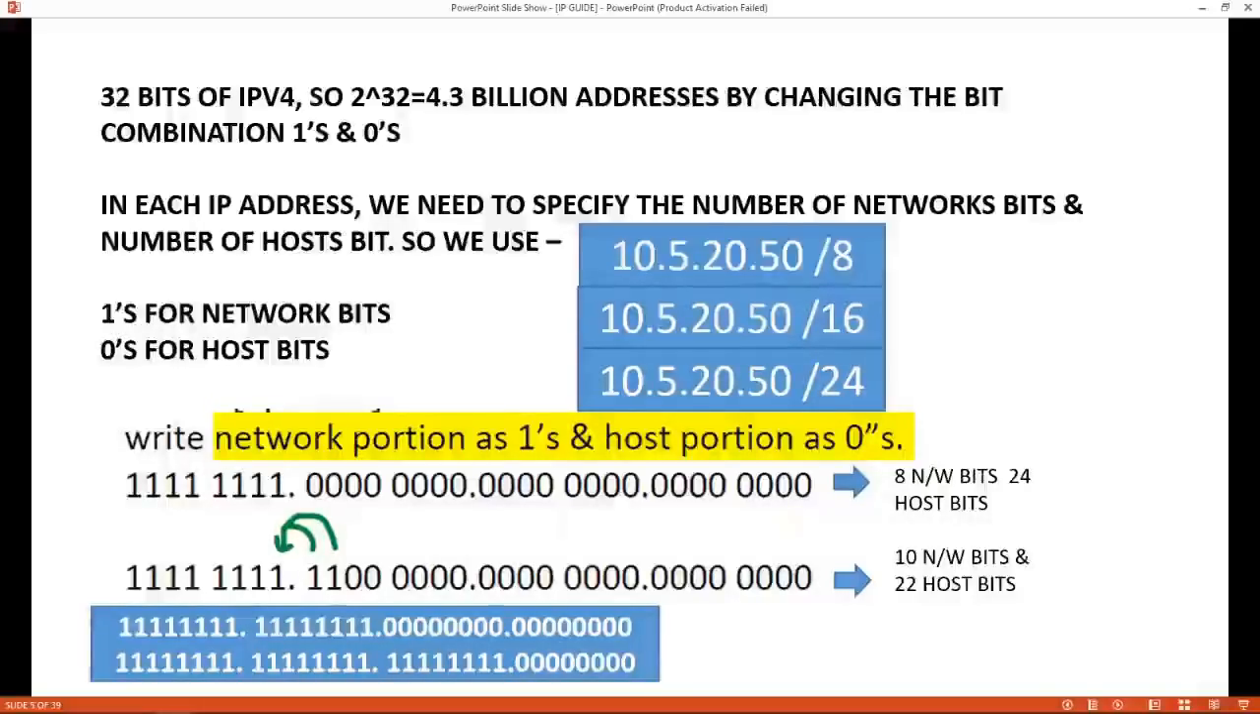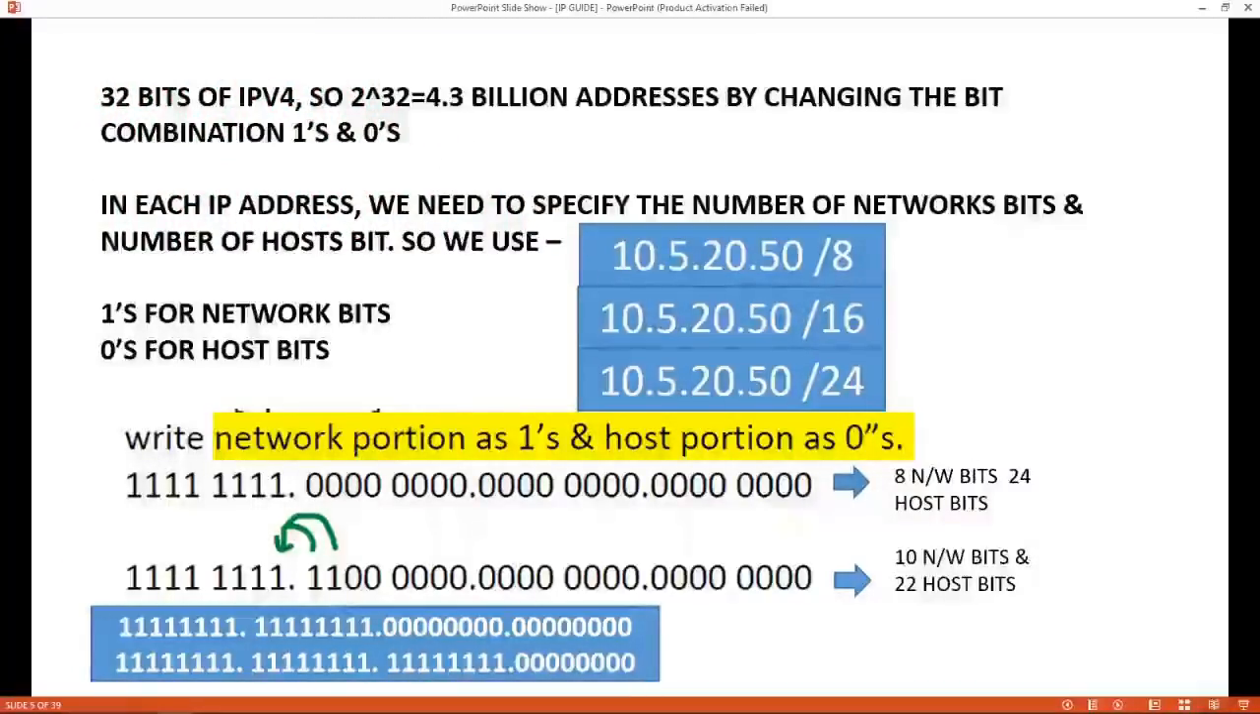Likewise, if I change anything on the 20 or 50, which means the host portion, still I will be remaining in the 10.5 network. So there won't be any issue. I can still communicate with the 10.5 PCs. For example, let's say 10.5.20.50 and 10.5.80.45. Both IP addresses can communicate without any router. You can simply connect to a switch and they can communicate, because they both are remaining under the same network, which means the /16 10.5 network.